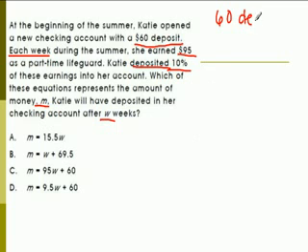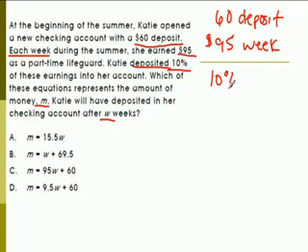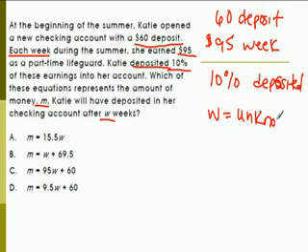So, what do we know? We know that she had a $60 deposit. We know that she earned $95 a week. And we also know that she only deposited 10%. And we know that we don't know how many weeks that she worked. Weeks is unknown. Okay, so how much she earned in the weeks that she worked, that's unknown.